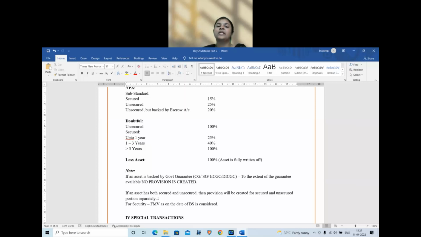Right? So these are the points, especially formats and number limits, that you need to remember from the banking company chapter. Out and out formula based, out and out format based chapter. Okay.